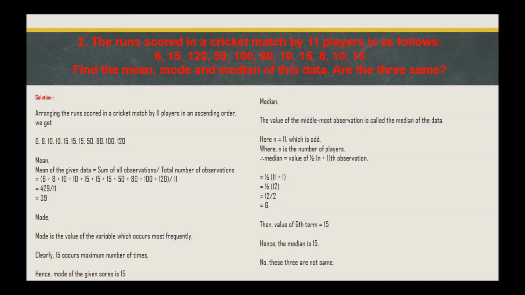Next we will find the mode. Mode is the value of the variable which occurs most frequently. Here we can see that 15 is occurring the maximum number of times. So the mode is 15.